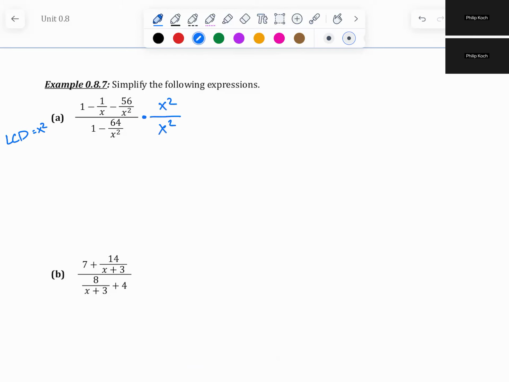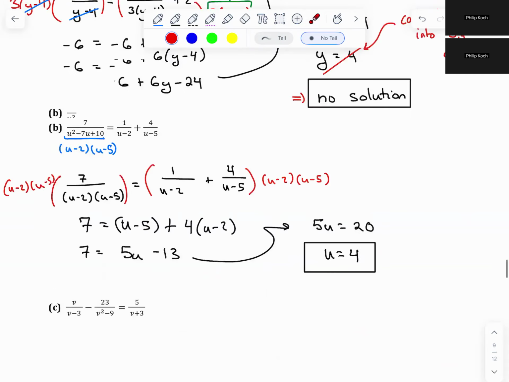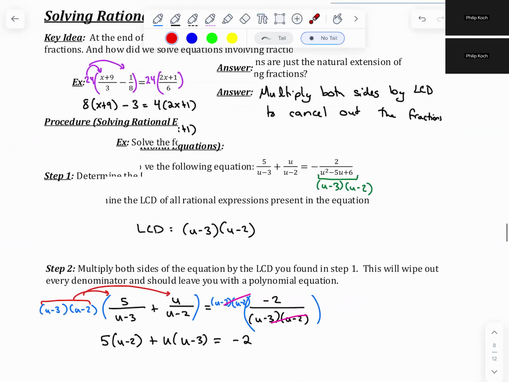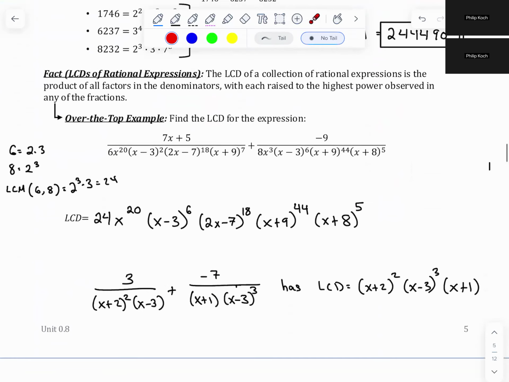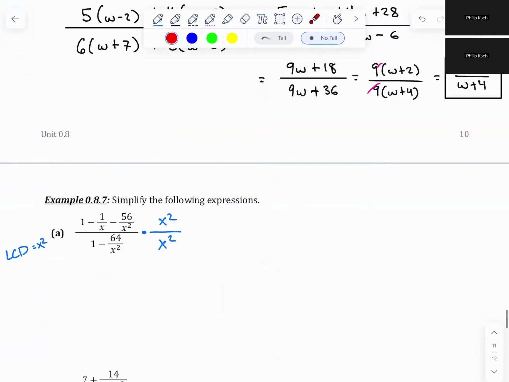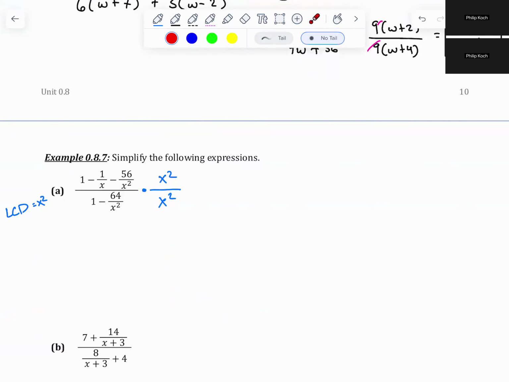Yes. Now, why is it not x squared times x? Excellent question. Thank you for bringing this up. This is a good reminder: the LCD is always going to be all the factors that you see, raised to the highest power that's amongst them. In particular with this one, they both have an x, but one of them is being raised to the second power. So that's the highest power of x that we see.